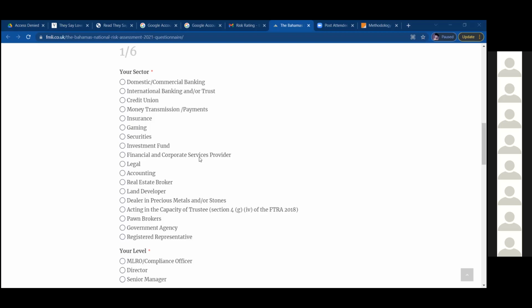For me, I'm just looking at land developer. I understand why, but when I see the word land developer, I think it fell under real estate, but no, land developers are separate. So these are the funny ones: land developer, dealer in precious metals and or stones, pawn brokers. What was the name, cash for gold? They're closed now, right? We still have some pawn shops here, and I don't think cash for gold is still here.